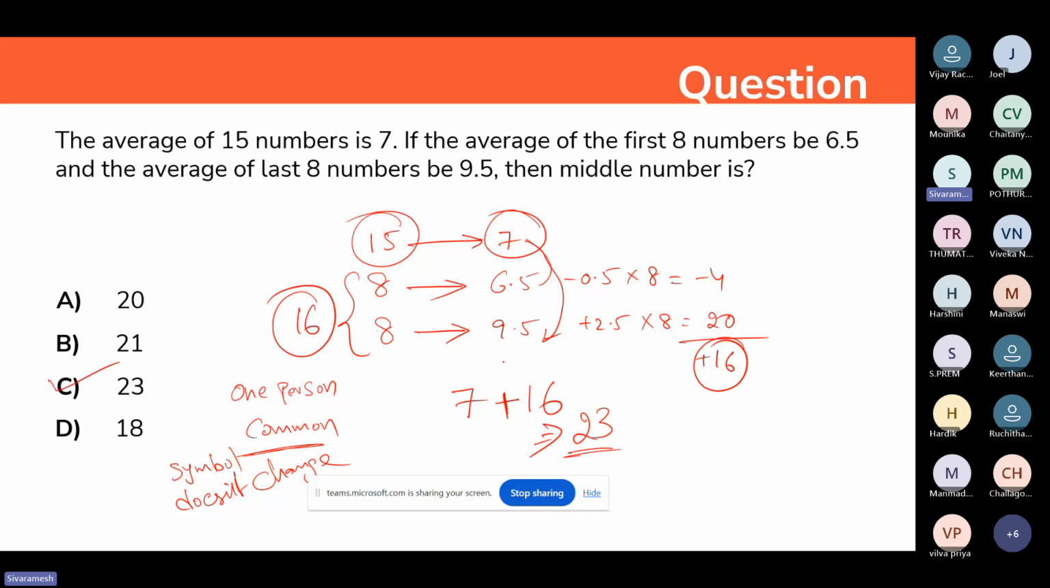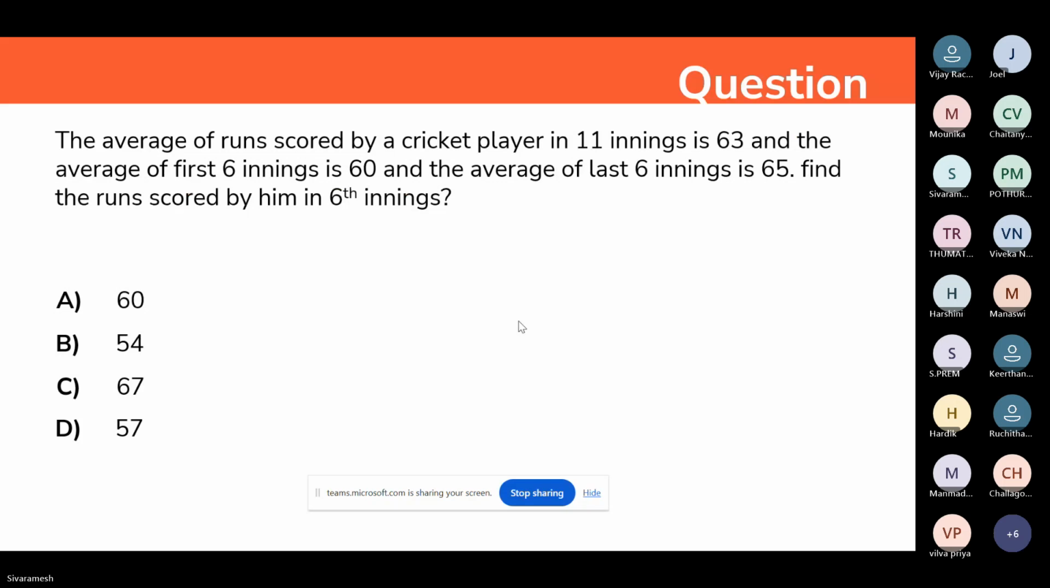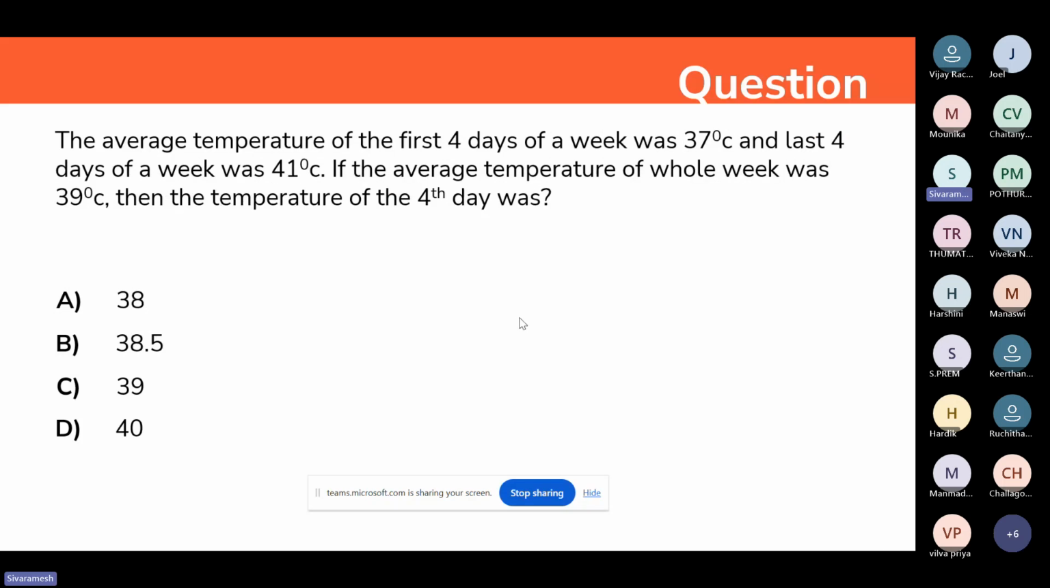If you don't follow this, you would need to solve this question by using different equations and so on. You'll end up with a lot of calculations and confusion. So better follow this particular process. I hope you all are done with this question, and I'll give you one last question. Everyone, try to solve this question.